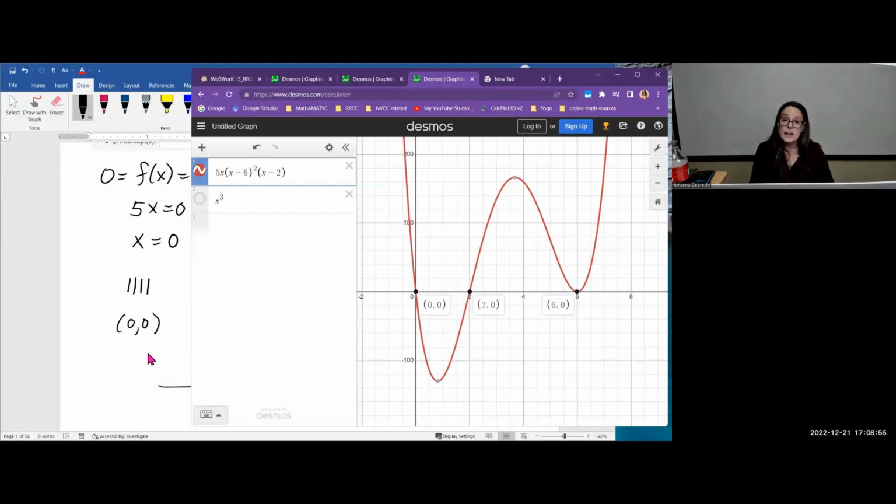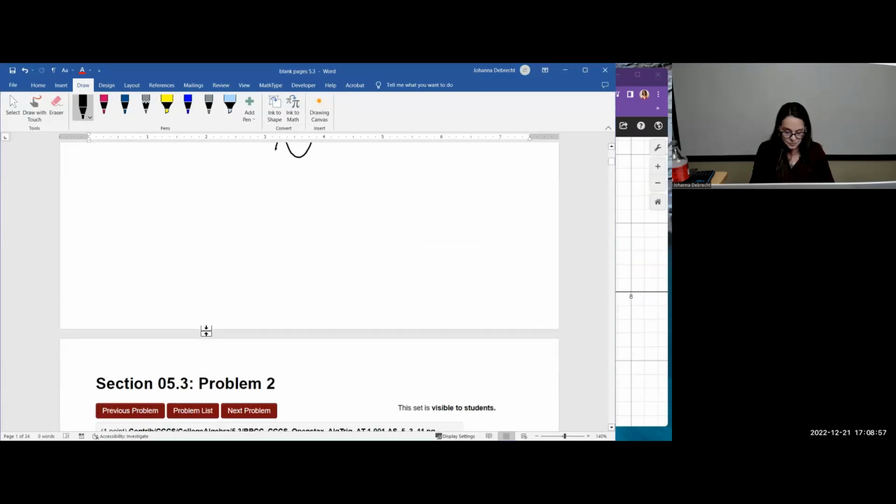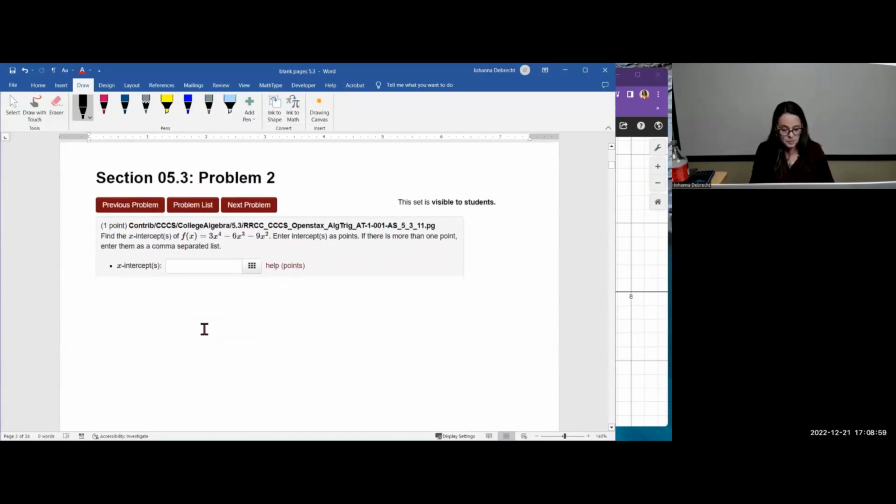Let's now take a look at the next problem. In the next problem, we want to find the x-intercepts again, and we're given 3x to the 4th minus 6x cubed minus 9x squared. Now, it's much easier to find the x-intercepts in factored form, so we want to factor this. So the first thing we're going to do, again, is take out the greatest common factor first. That always makes it easier.